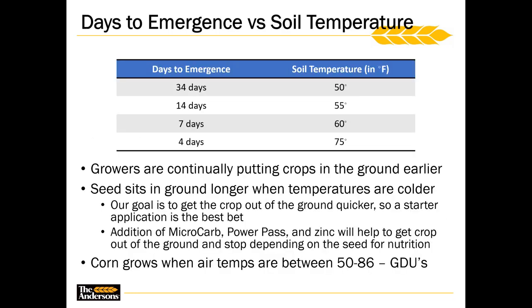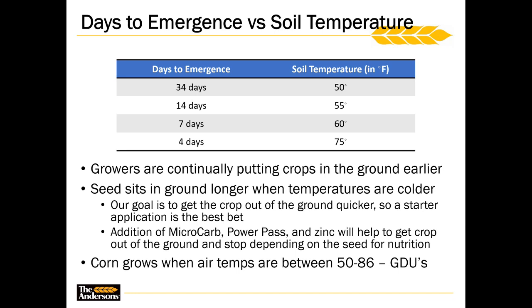So, days to emergence versus our soil temperature. We know that the trend is for our growers to start planting earlier, which means that corn is going to be planted into some colder soil environments, into some colder conditions. Our goal, your goal, and the grower's goal, really is to get that crop out of the ground as quickly as they can, and that's going to be one of the values of an in-furrow starter. Earlier planting dates are really going to benefit from the additions of things like microcarb, which is our fulvic acid, power pass, and zinc, which play a significant role in that emergence and really that root mass during those early vegetative growth stages.